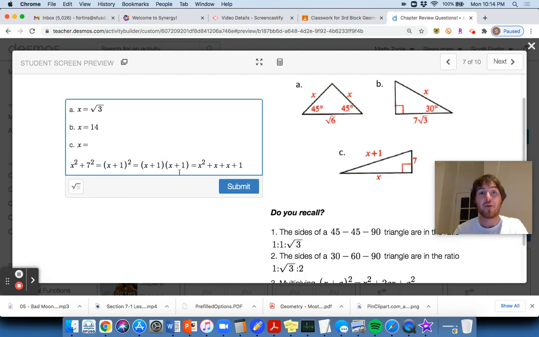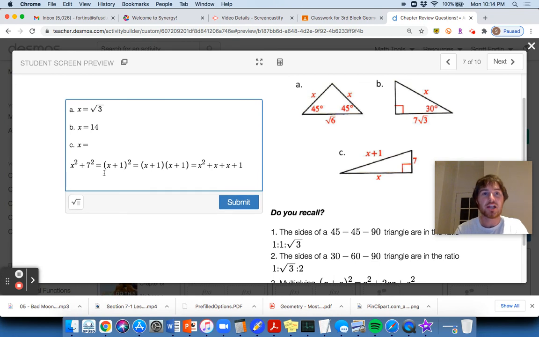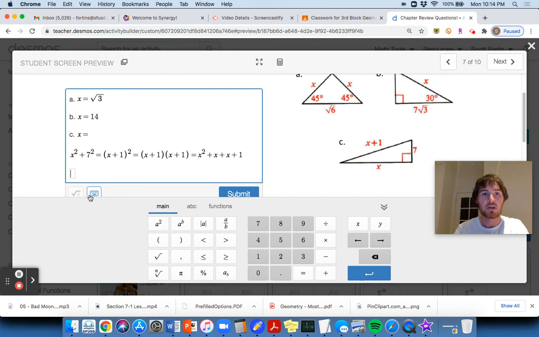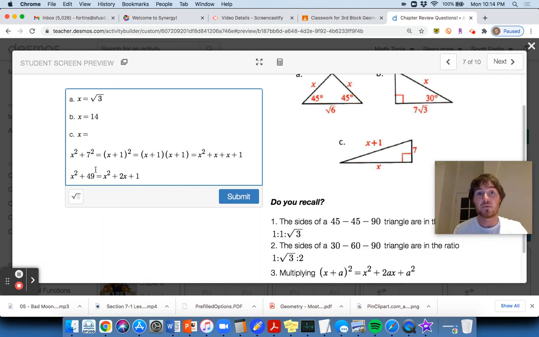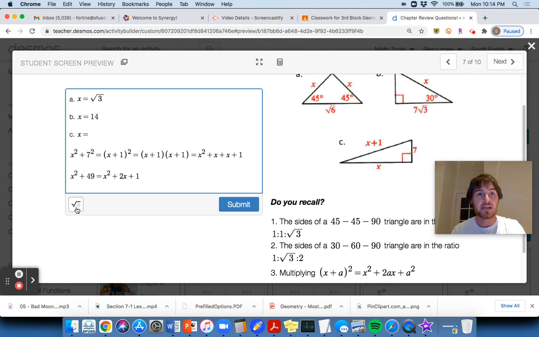So this is me rewriting x plus 1 squared. I got x squared plus 49 on the left side of this equation, and that equals x squared plus 2x plus 1. Now I need to solve for x. I have x squared on the right side and x squared on the left side, so I can subtract x squared from both sides. Those go away. So 49 equals 2x plus 1.